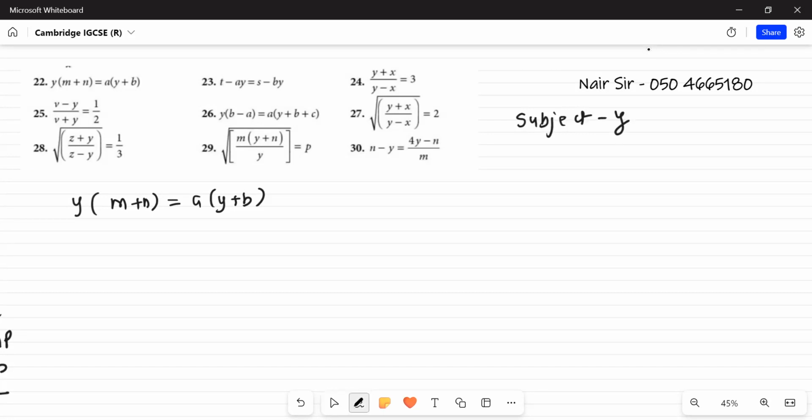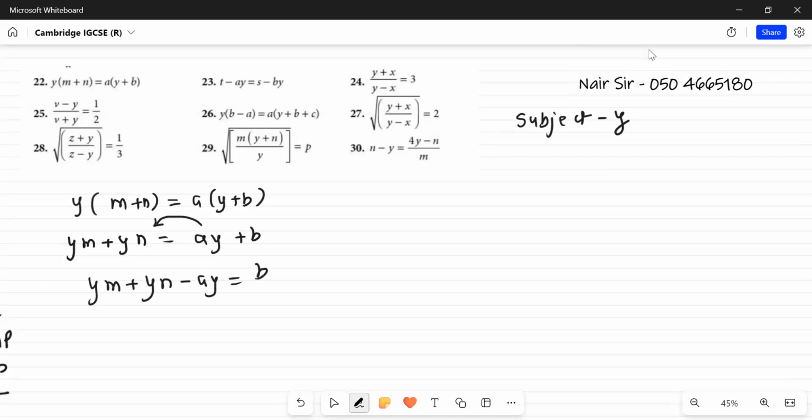Now here I have got y and here also I have got y. So I need to group it to one side. So what do I get? I multiply: ym plus yn is equal to ay plus b. Now this has to come to this side. This is plus, so it comes over here. What does it become? Minus. So I will write ym plus yn minus ay is equal to b.